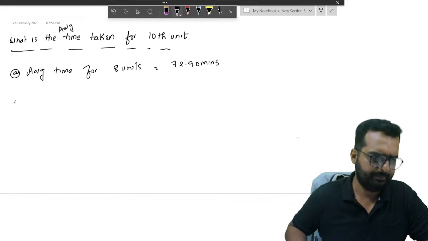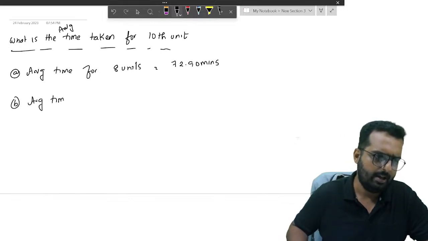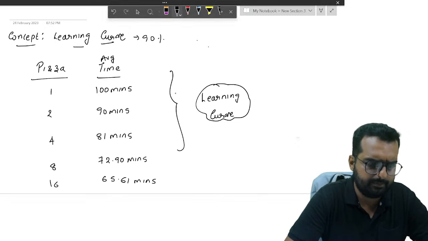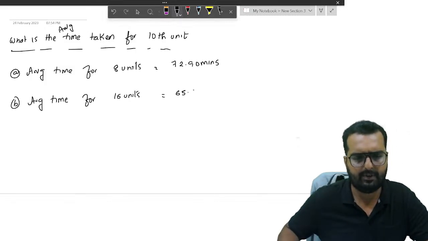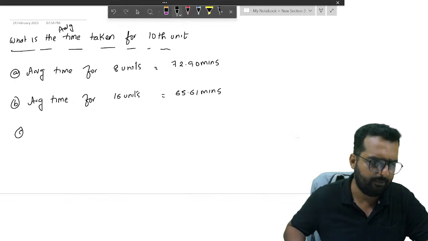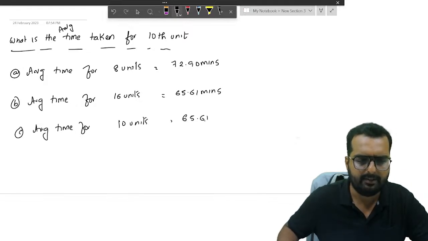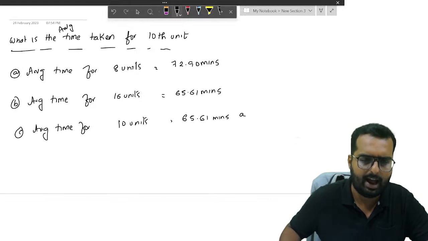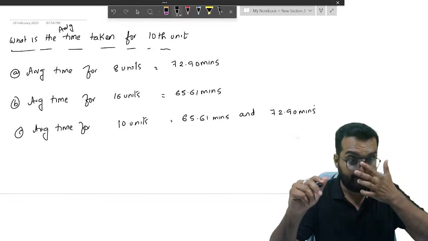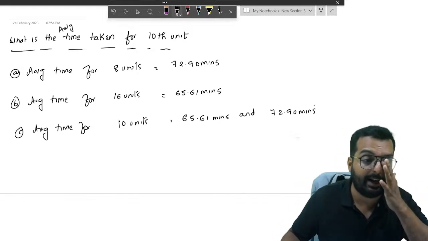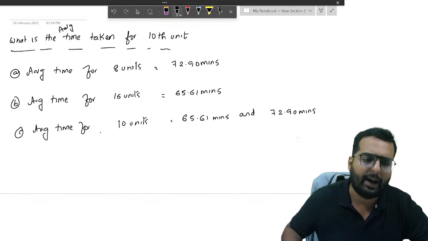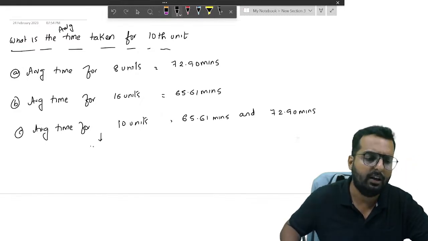72.9 minutes. Average time for 16 units is equal to how much? 65.61 minutes. Therefore, the average time for 10 units will be somewhere in between 65.61 minutes and 72.90 minutes. Am I right? This is the range inside which will be the average time for the 10th unit. But to find this out, we should use the linear equation.